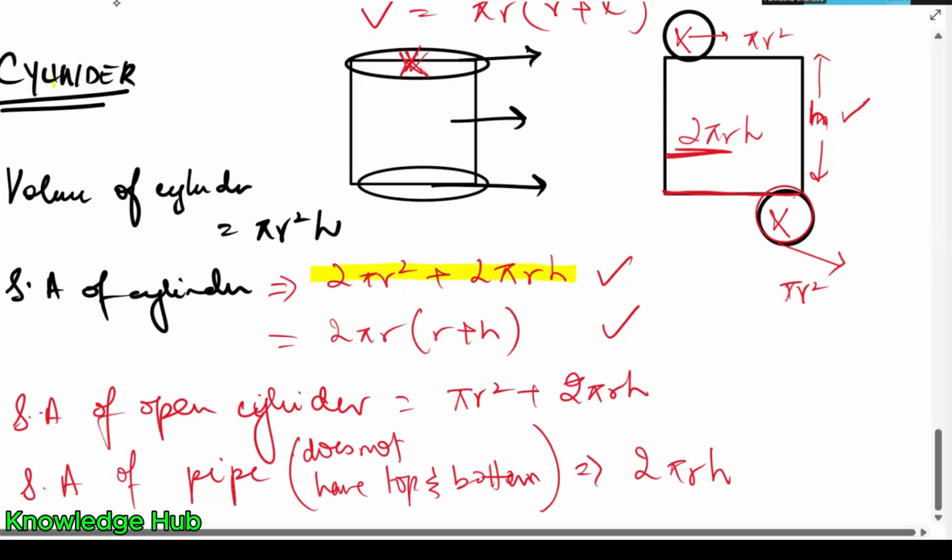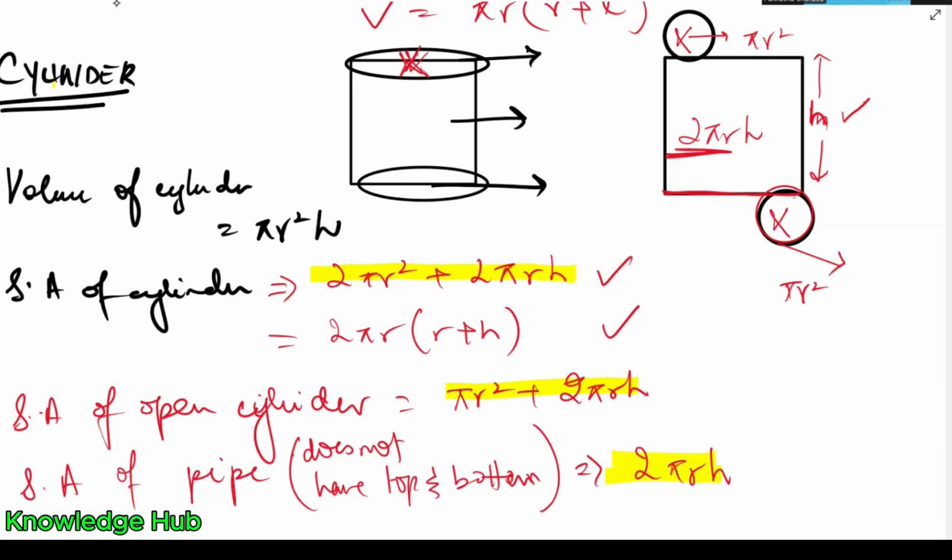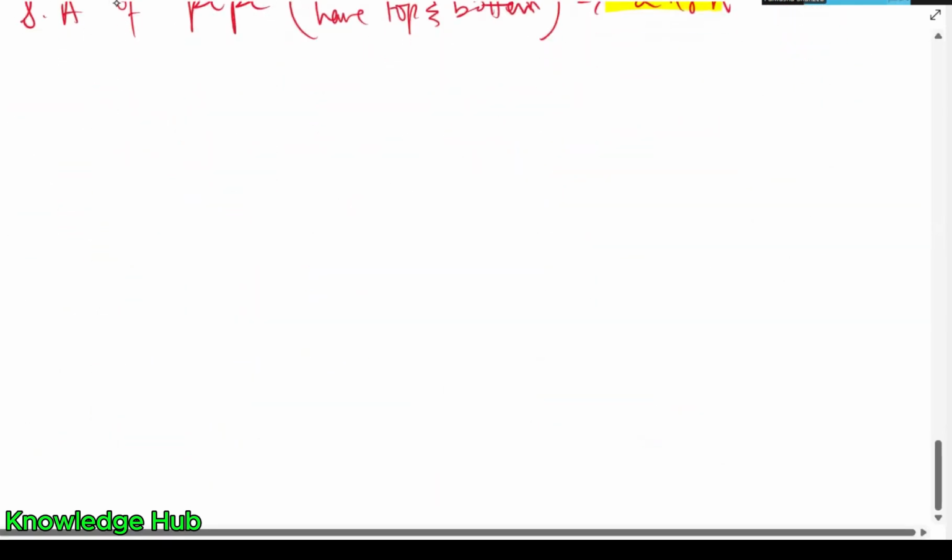When we have an open cylinder, only the top is not there, right? Like you can say it can be a glass, or an open tin, right? So we have pi r square plus 2 pi r h. When we have the surface area of a cylinder like a pipe, it doesn't have a top and a bottom. The formula is only 2 pi r h. And the volume of a cylinder is pi r square h. I hope it's clear.